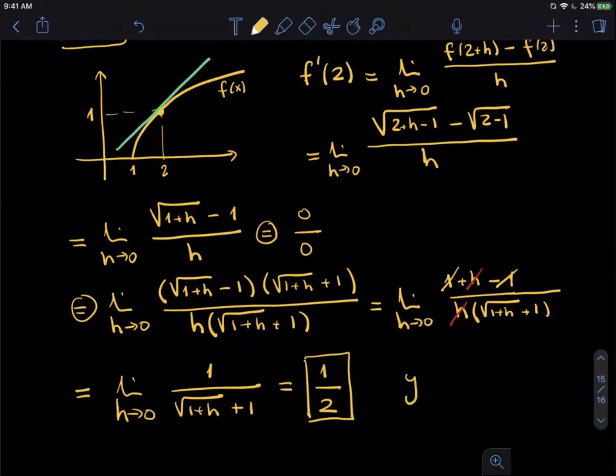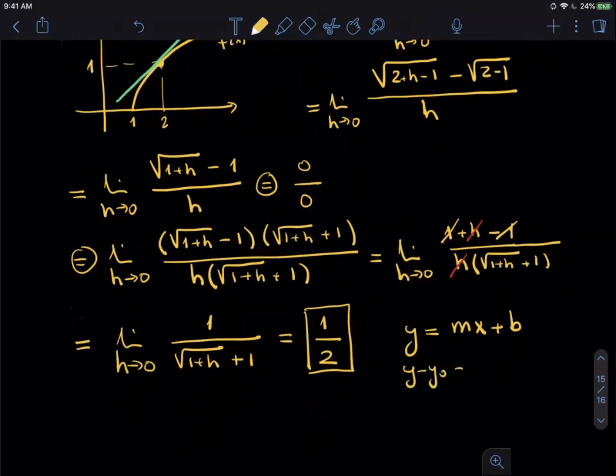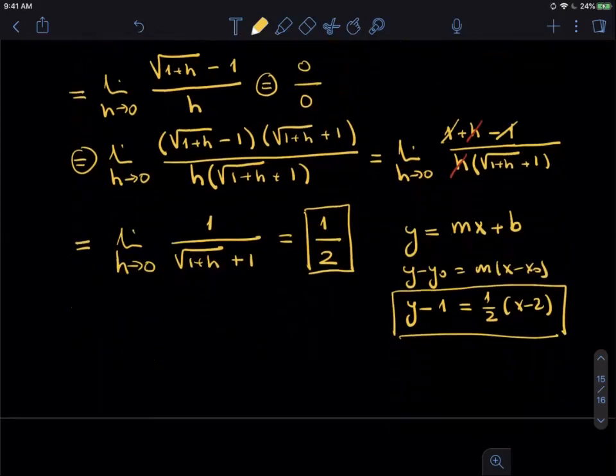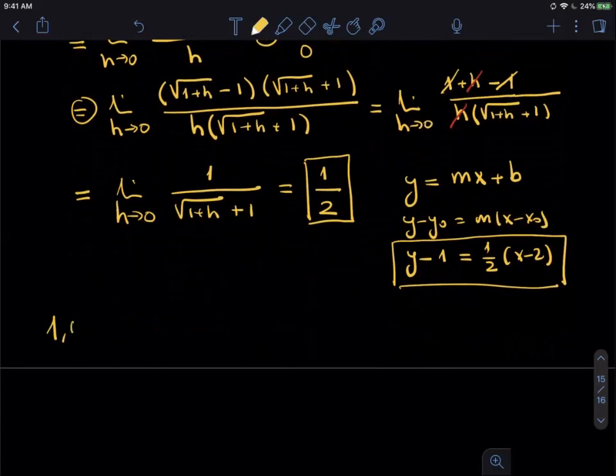Okay, so the tangent is always of the form mx plus b. Or if you want, y minus y0 equals m times x minus x0. So the tangent line is going to be y minus 1 equals 1/2 times x minus 2, because we know the point was (2, 1). So this was not asked, but it's a possible extension of the problem. Okay, now (1, 0). We still need to do this point.